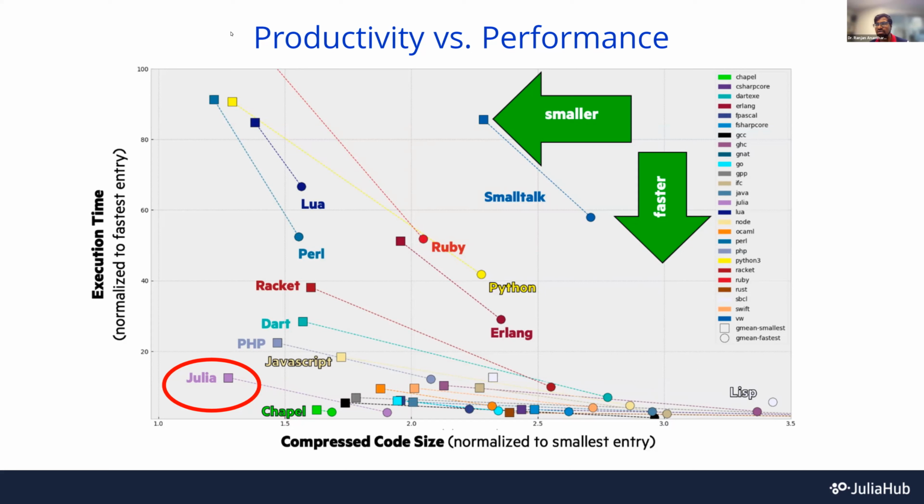If you look at this chart here, Julia is on the bottom left when it comes to execution time, where lower is better, and compressed code size, where lower is also better. Julia is trying to answer this productivity versus performance trade-off in a positive way.